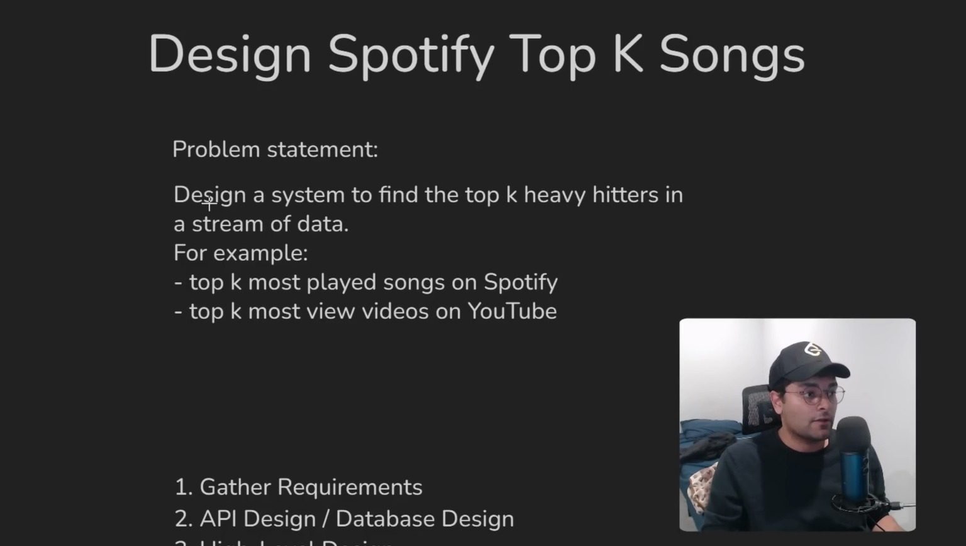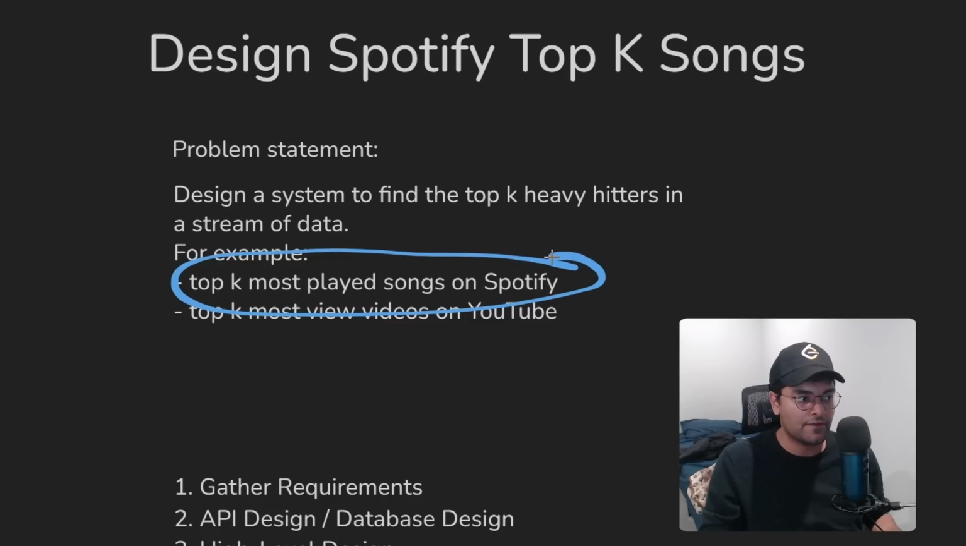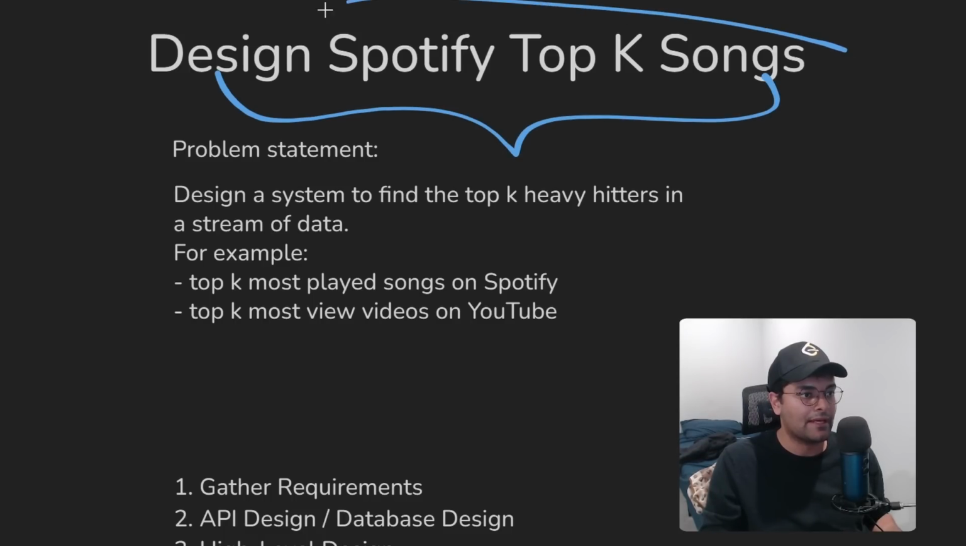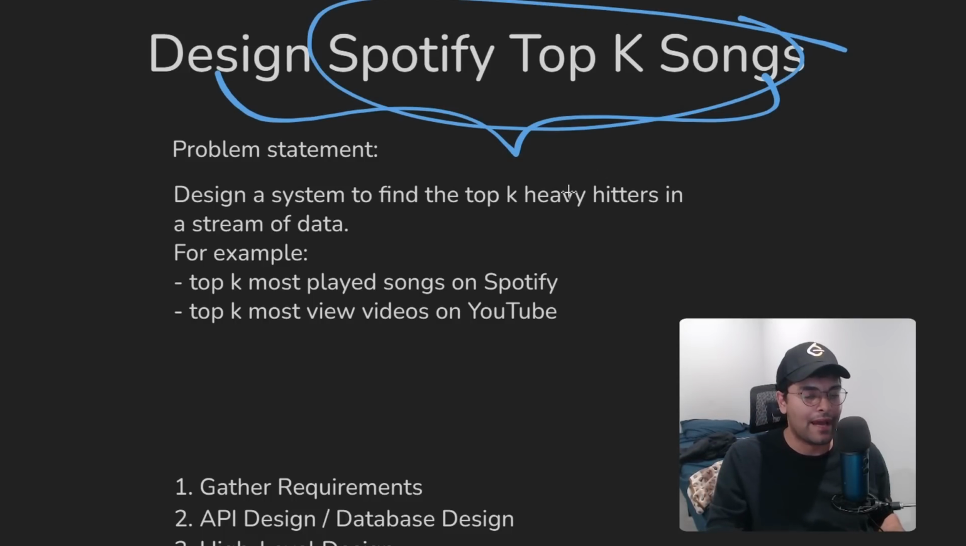Today we're going to be solving the popular system design interview question of designing a system to find the top K heavy hitters within a stream of data. Now this could be the top K most played songs on Spotify, it could be the top K most viewed videos on YouTube, it could be a dozen other things that you might be able to think of, but today we're going to be sticking with this example of top K songs on Spotify. It doesn't really matter though. The design will ultimately be similar regardless.